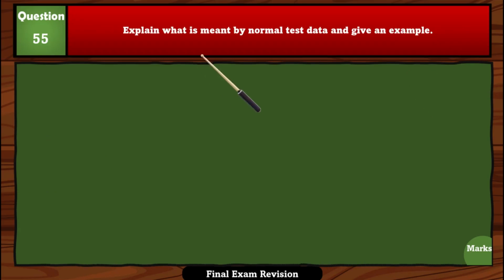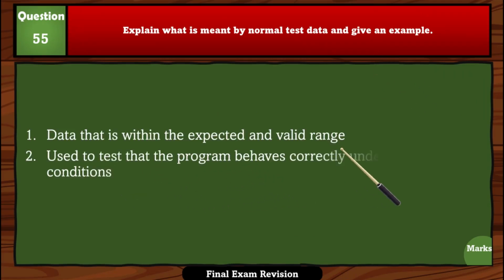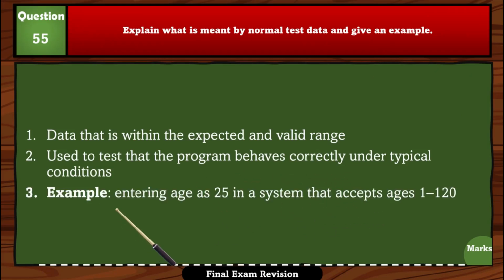Question 55. Explain what is meant by normal test data and give an example. The data that is within the expected and valid range, used to test the program behaves correctly under typical conditions. Example, entering age as 25 in a system that accepts age from 1 to 120.